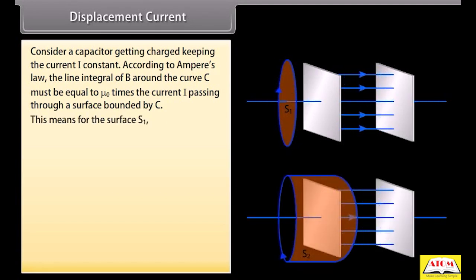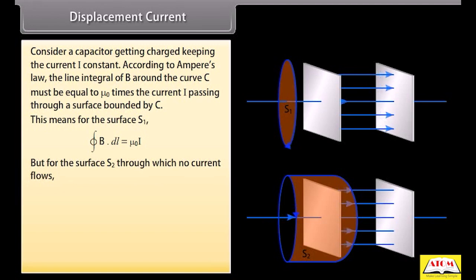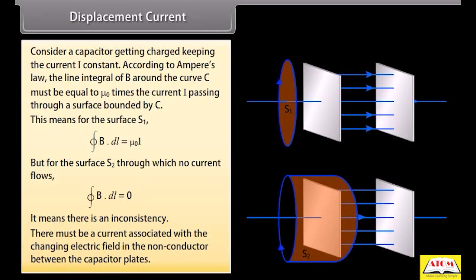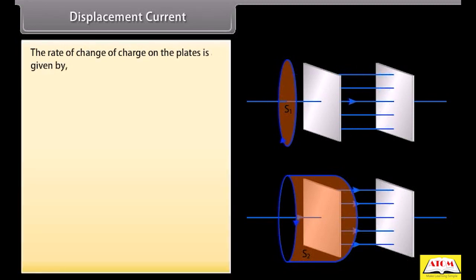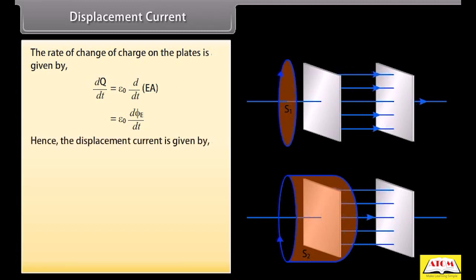This means for the surface S1, the closed integral of B dot dl is equal to mu naught I. But for the surface S2, through which no current flows, the closed integral of B dot dl is equal to 0. It means there is an inconsistency. There must be a current associated with the changing electric field in the non-conductor between the capacitor plates. The rate of change of charge on the plates is given by epsilon naught d upon dt of EA, which is equal to epsilon naught d phi E by dt. Hence, the displacement current is given by I_D equals epsilon naught d phi E by dt.